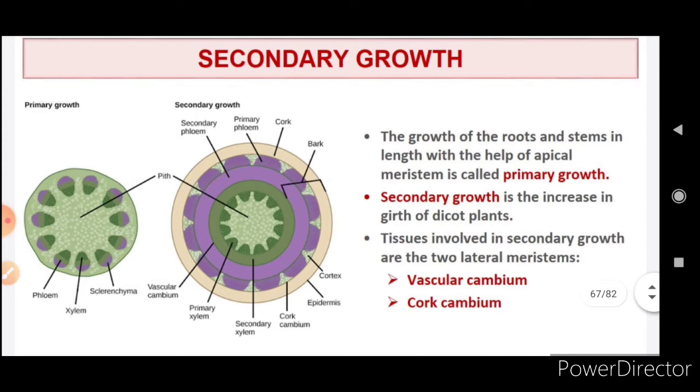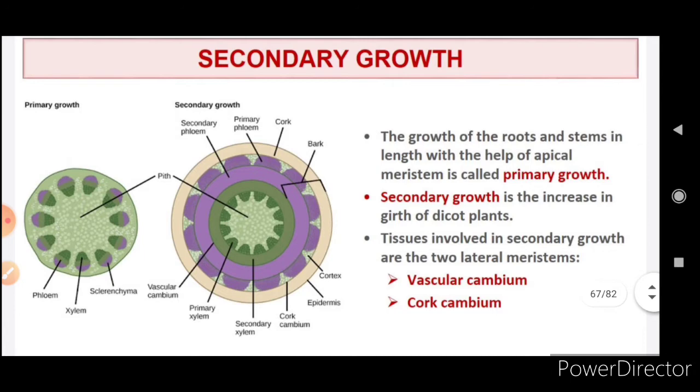Secondary growth is nothing but the increase in the girth of the dicot plant. What do you understand by girth? That is the lateral expansion of the roots. When you see an older tree, you will find the trunk of that tree to be very huge. That is, the girth of the tree will be more, the width of the tree will be more. So secondary growth increases the width of the dicot plants.